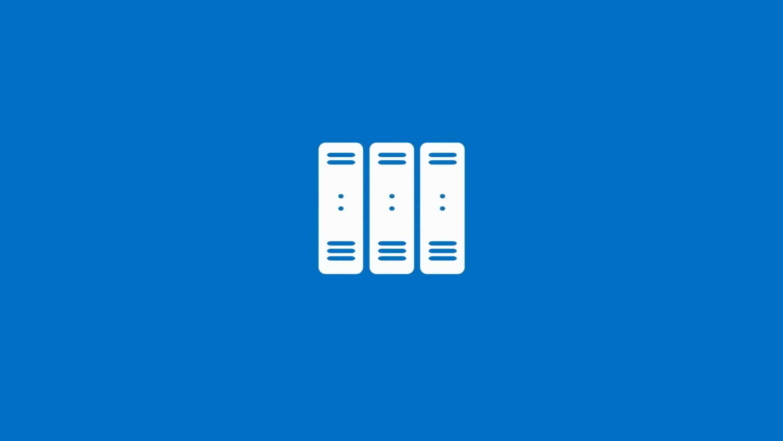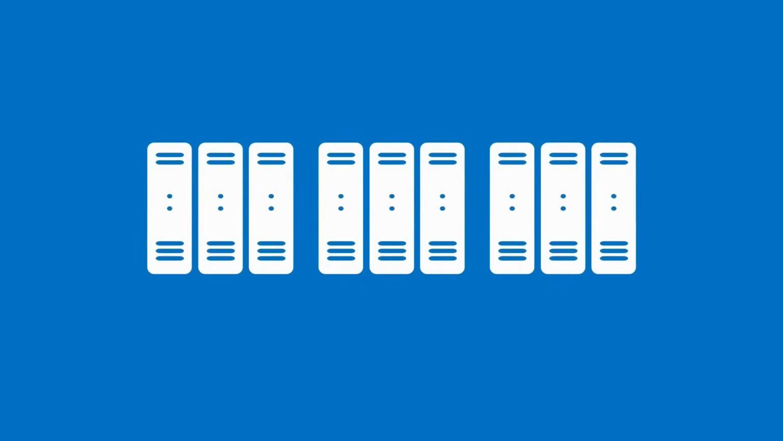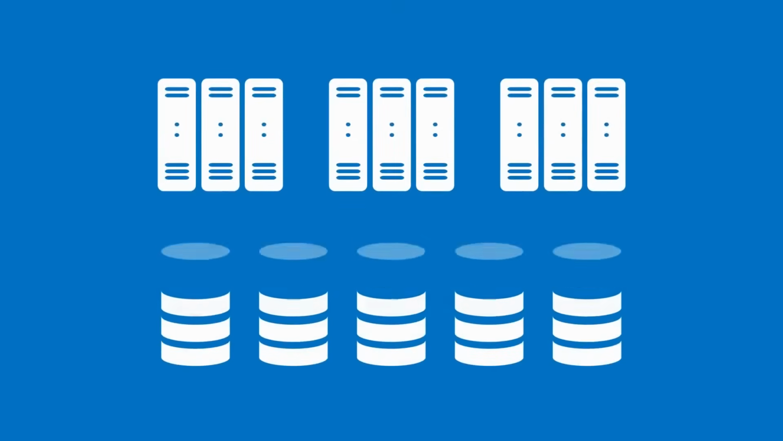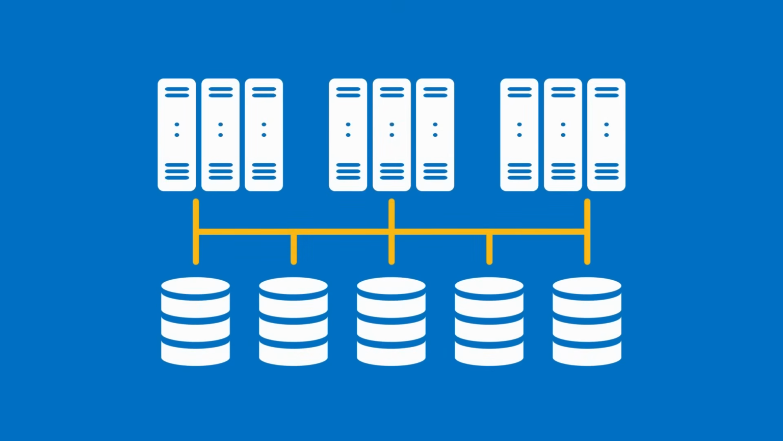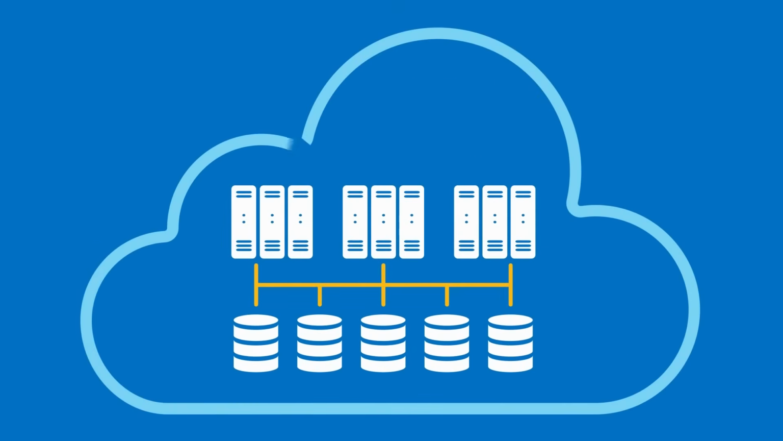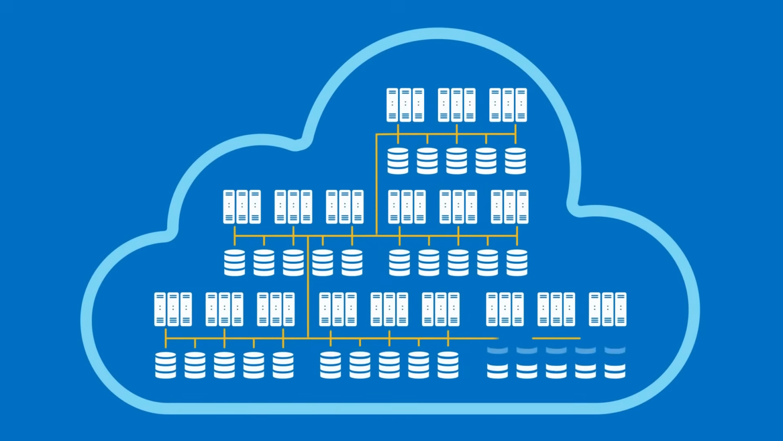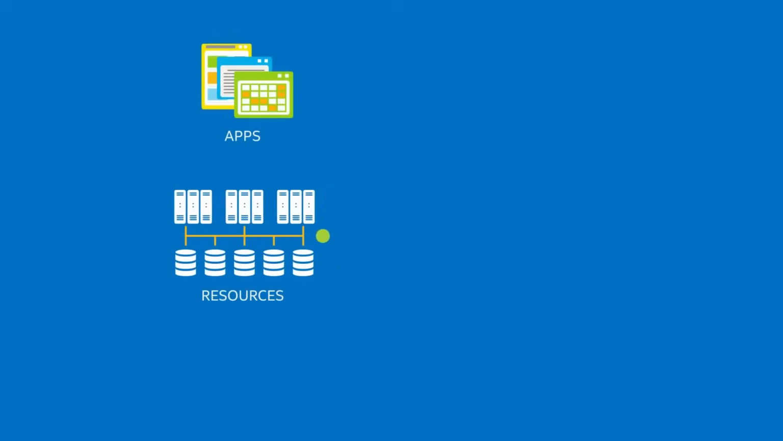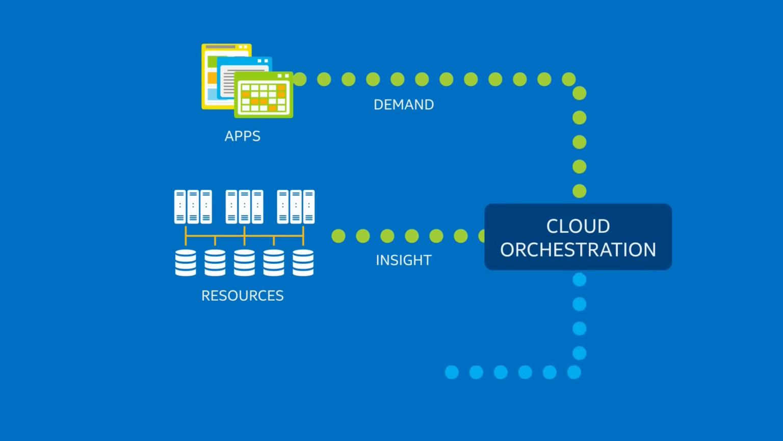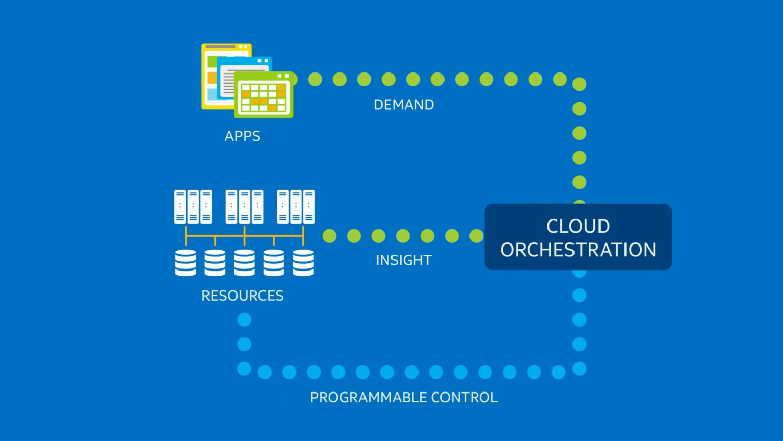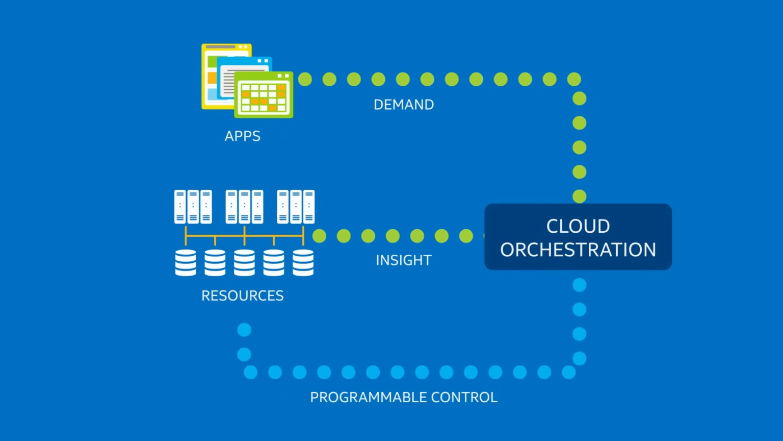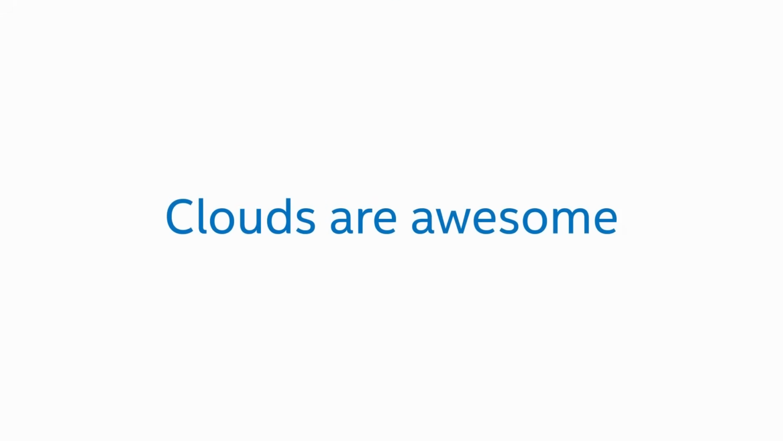Let's start with what a cloud is. All clouds are data centers, or multiple data centers, made up of compute and storage resources connected by a network. But what makes a data center a cloud is that all of those resources are virtualized into one big, giant shared pool of resources, which can be intelligently and automatically orchestrated. And that means it can adapt to meet the ever-changing needs of your apps and the ever-changing utilization and availability of each resource. And that's why clouds are awesome.